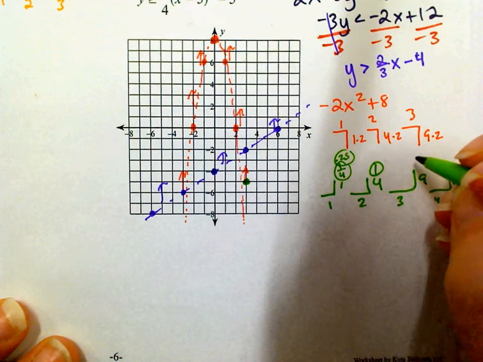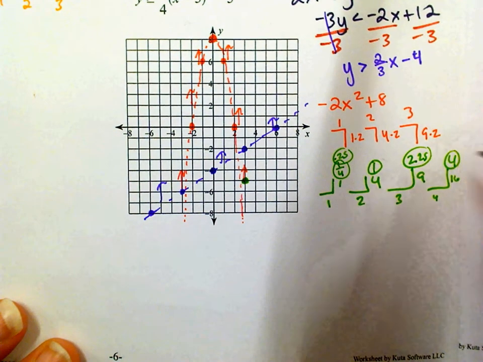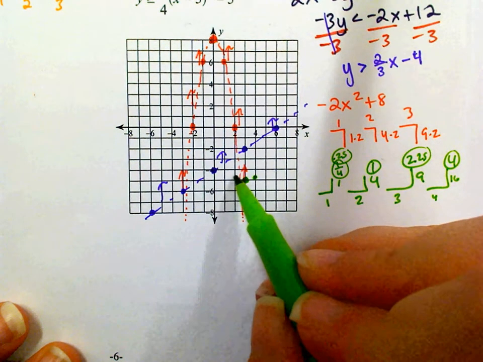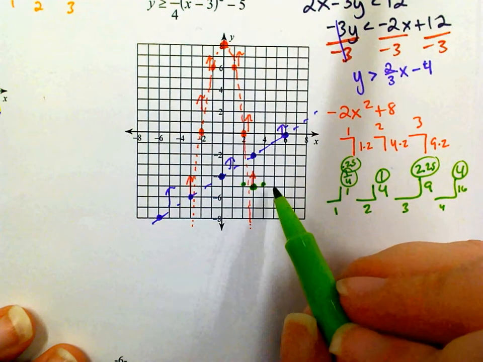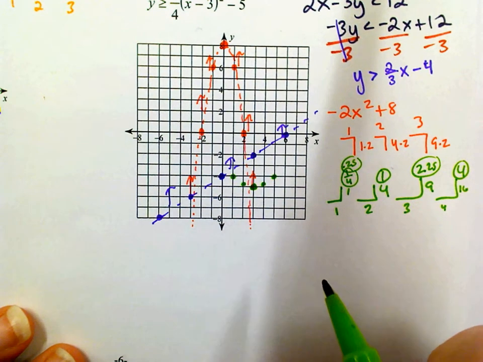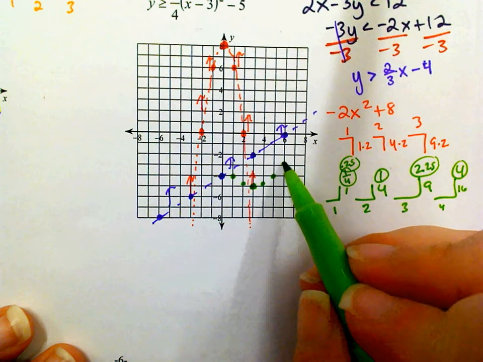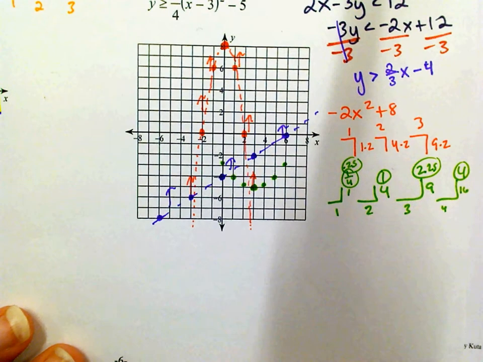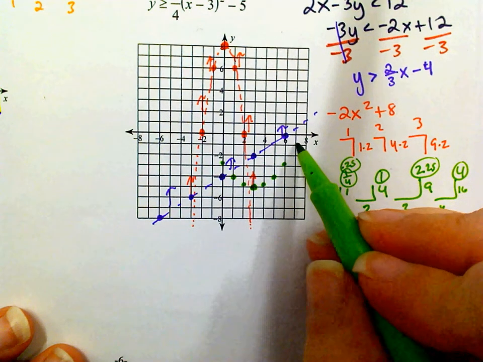What's a fourth of 16? 4. So I'm going to go to the right 1 and only up a fourth, which is really small, just really close right there. Right 2 and up 1. Right 3 and up 2.25. Right 4 and up 4. That's not enough, so I'm going to need to go again.